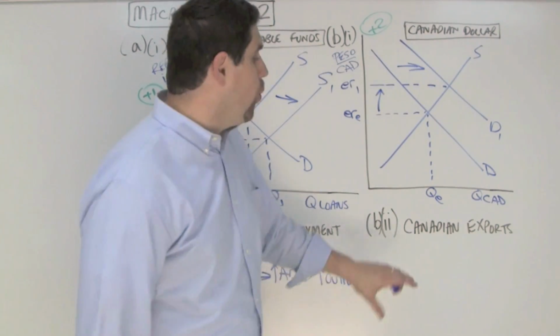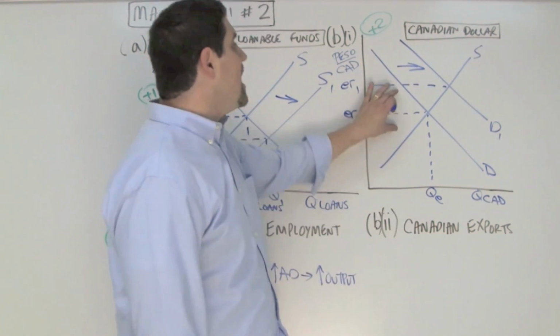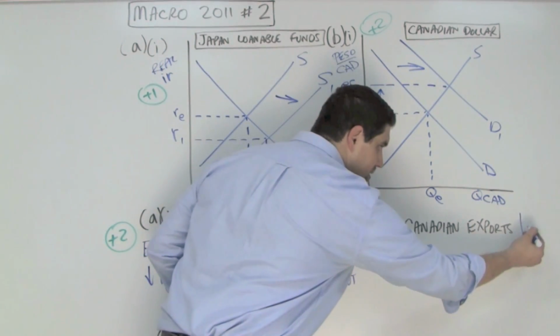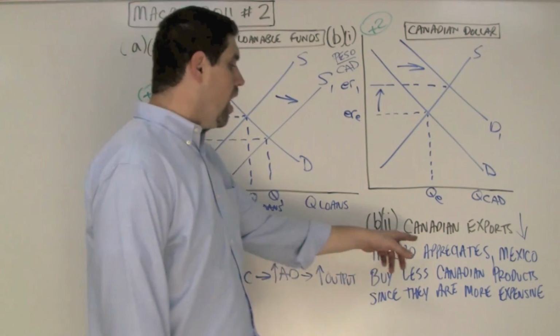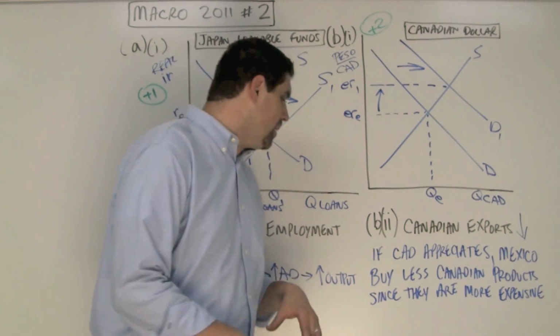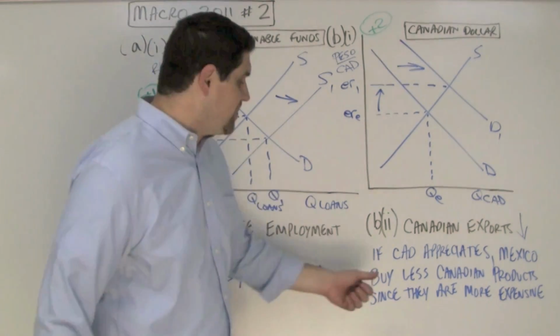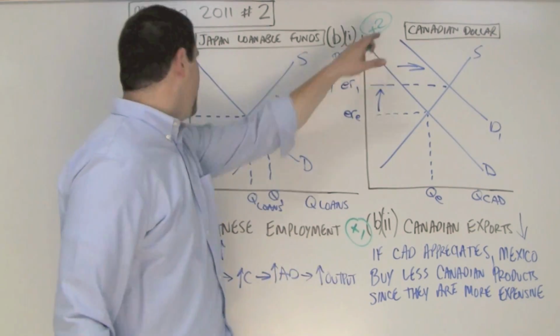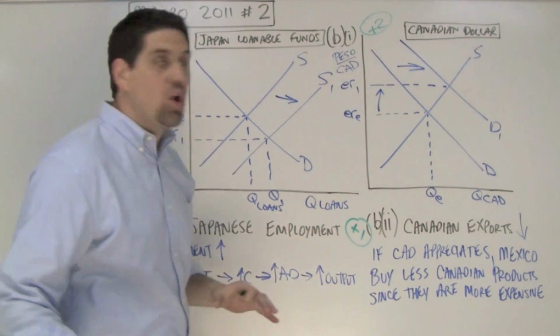The last part asks you what's going to happen to Canadian exports if the Canadian dollar appreciates. Well, Canadian exports are going to decrease. I wrote if the Canadian dollar appreciates, Mexico will buy less Canadian products since they're more expensive. This last part here with the explanation is another 1 point. So add them up. 1, 2, 3, 4, 5, and 6. The total is out of 6 points.